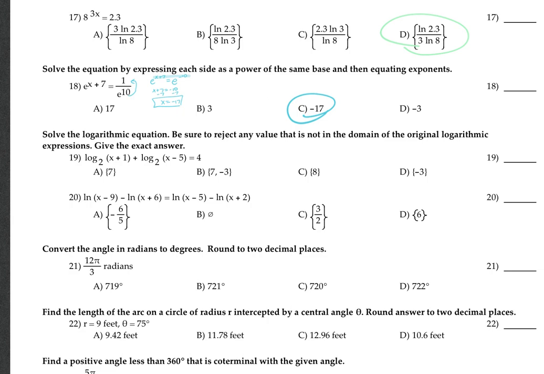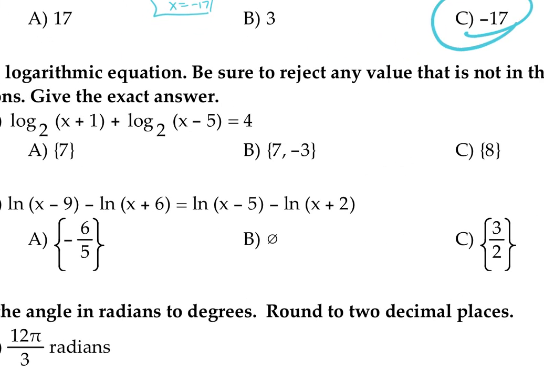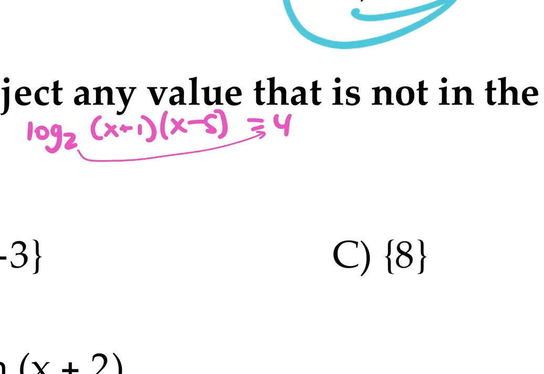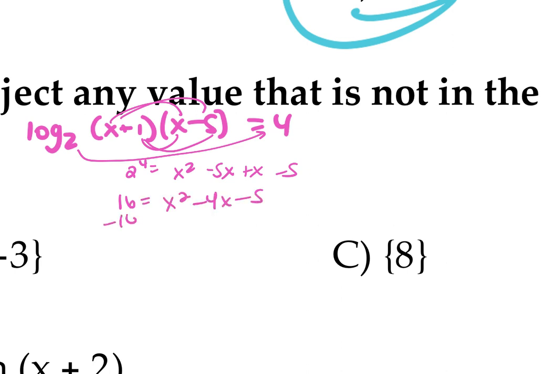We are going to condense. We have two logs on one side of the equal sign. So we're going to condense because it's addition, it becomes multiplication. So log of (2x plus 1) times (x minus 5) would equal 4. 2 is going to come over and pick up the 4. So 2 to the 4th would equal, expand this side out, x squared minus 5x plus x minus 5. And I'd get 2 times 2 times 2 times 2, which is 16, equals x squared minus 4x minus 5. Move the 16 to the other side because we're going to have to factor.